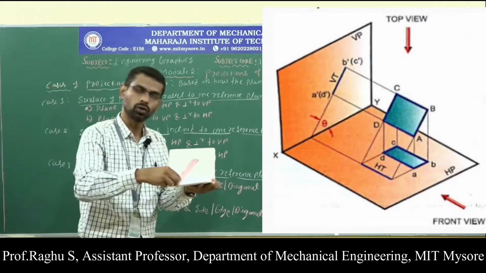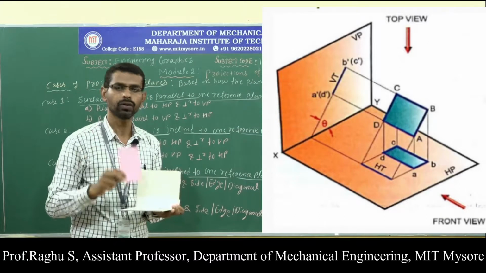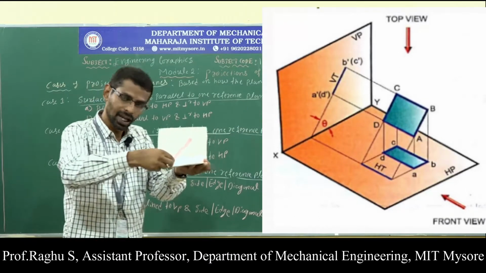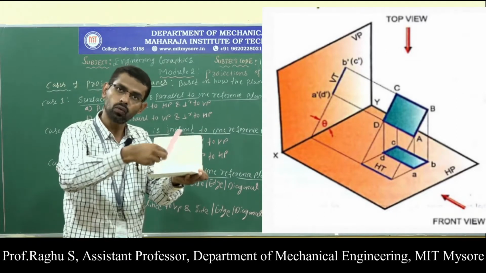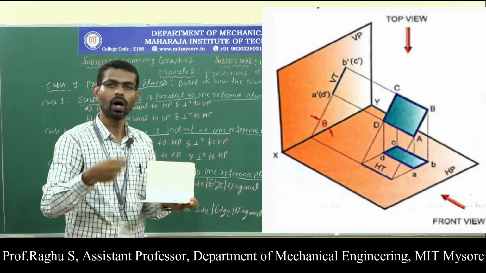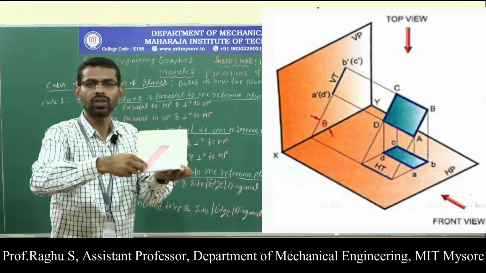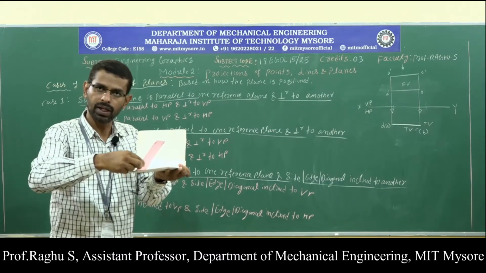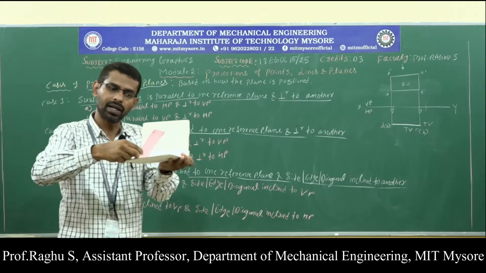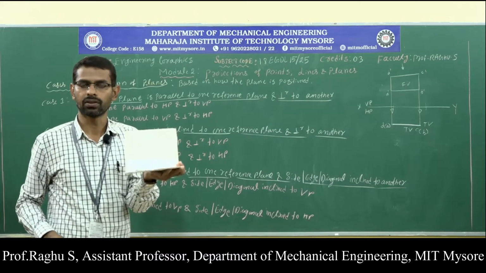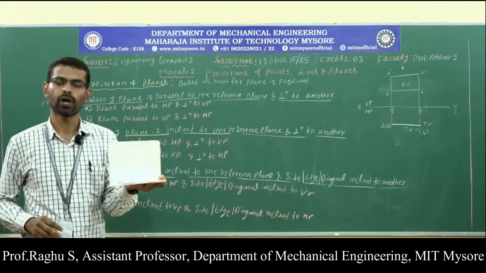I already told you, always start the drawing with the true shape. But when the lamina is inclined to HP and perpendicular to VP, I will not get the true shape on any one of the planes. Therefore, first ignore the lamina inclination with respect to HP. When you neglect the lamina inclination, the lamina becomes like this. Now in this position, draw the top view and front view.